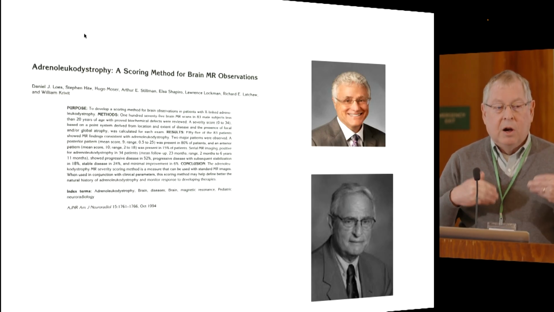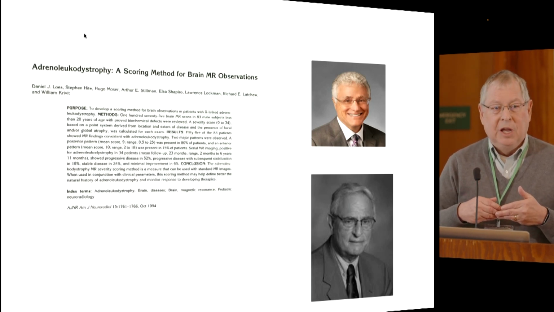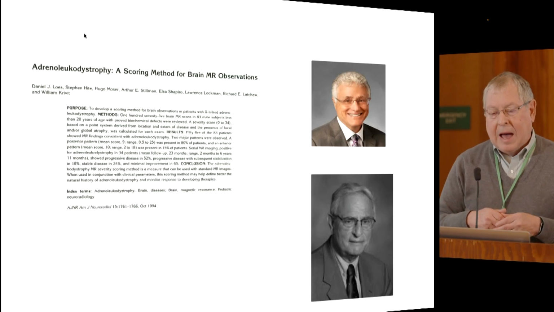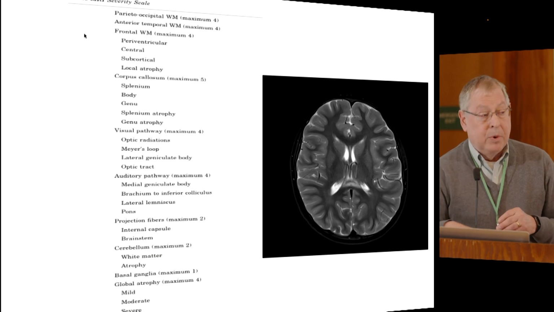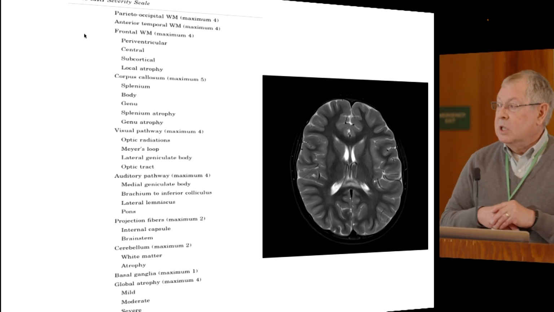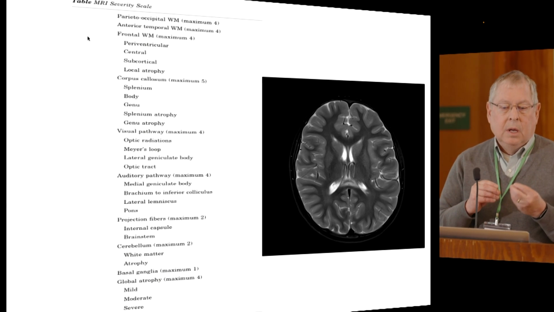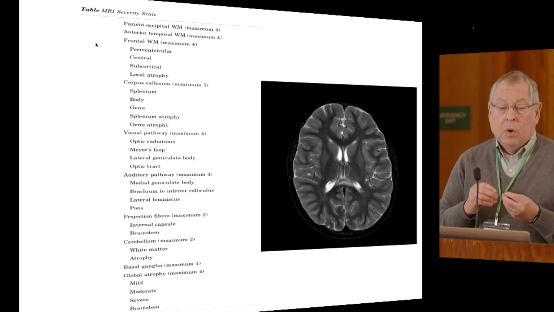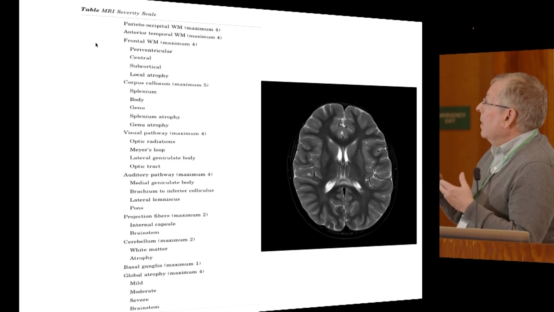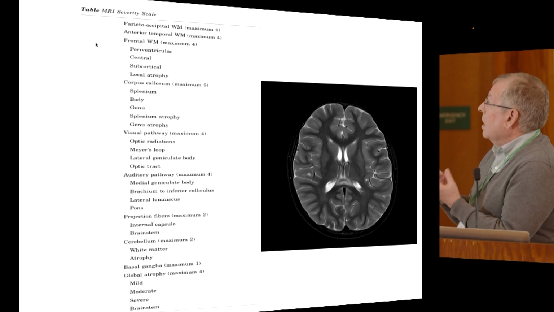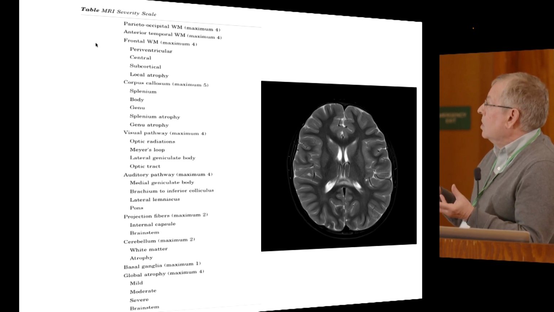And Dan got tired of this, and he decided that he needed to come up with some system to score this so that he had an objective way of looking at the MRIs. And he came up with this system, which is sometimes referred to as the Loes system or the MRI severity score. And so it catalogs with points what's involved. So the parietal occipital white matter, maximum of 4, frontal white matter, maximum of 4, and we look at the periventricular, central, subcortical, and then local atrophy. Same thing with corpus callosum.